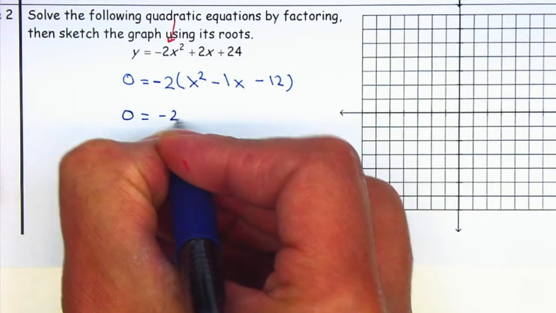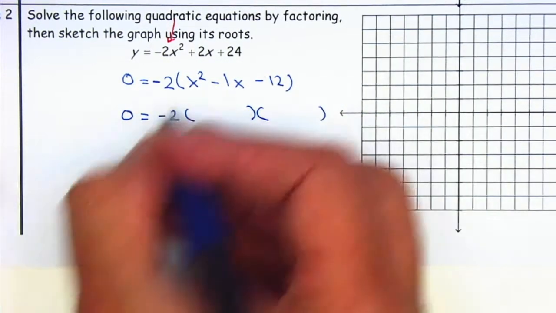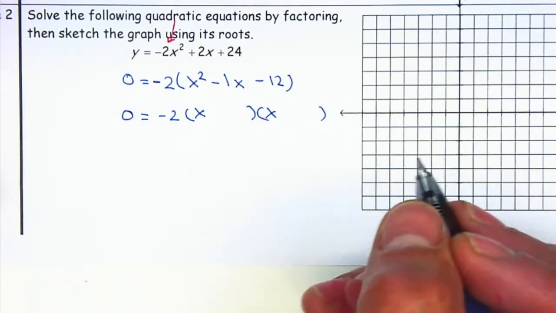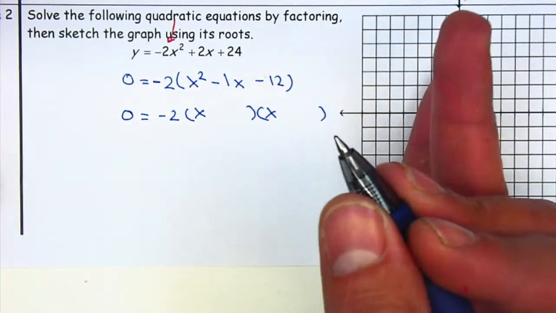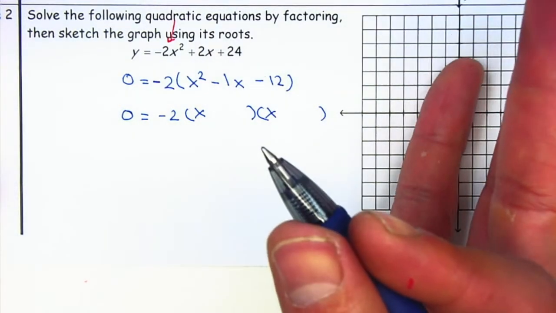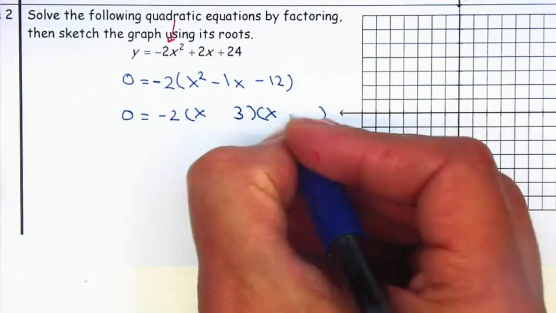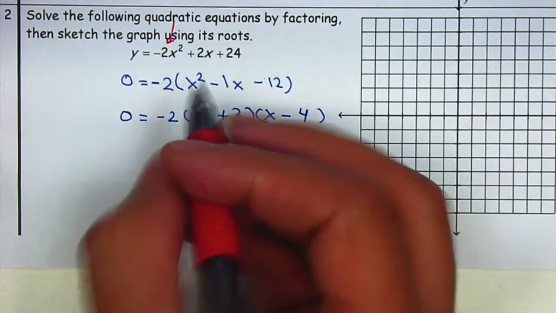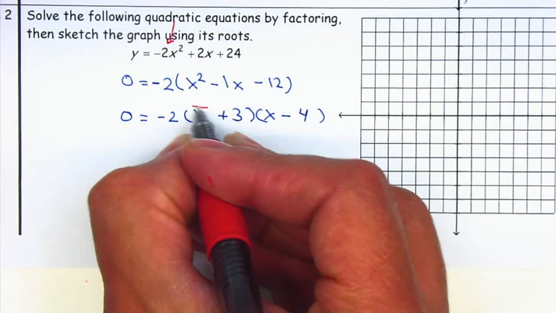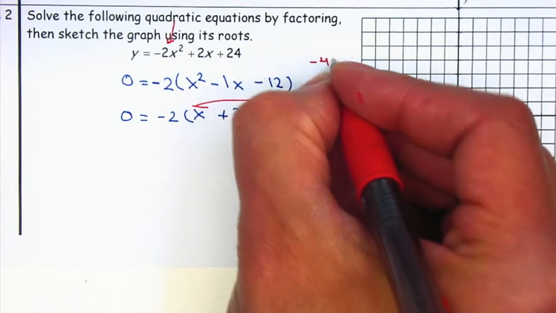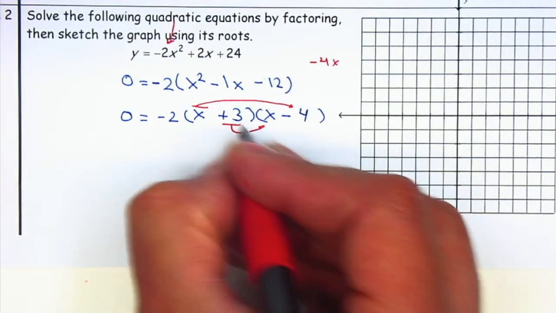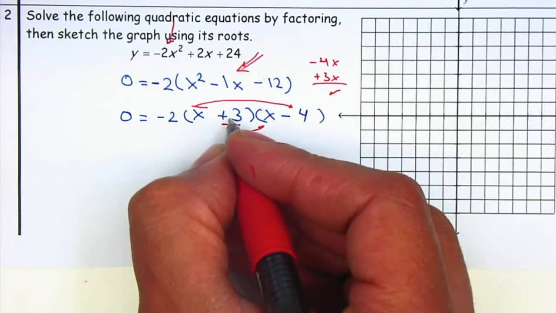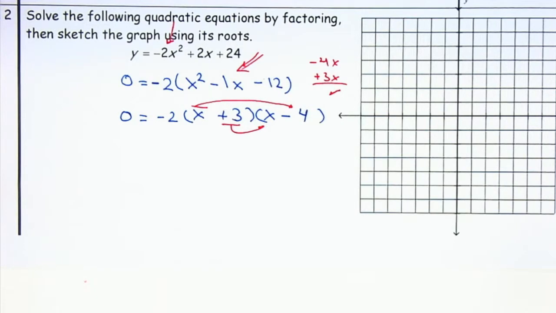0 is equal to negative 2, double parenthesis. Factors of x squared will be x and x. Factors of negative 12 will be 6 and 2, 12 and 1, or 3 and 4. So I'm going to use 3 and 4. The 4 will have to be negative, and the 3 will have to be positive. I'm going to double check. X times x will be x squared. X times negative 4 will give me negative 4x. 3 times x will give me positive 3x. Does that give me negative 1x? Yes. And positive 3 times negative 4 will give me negative 12.